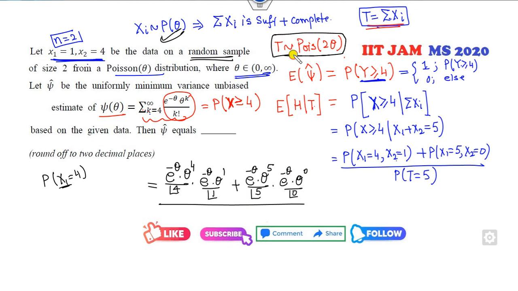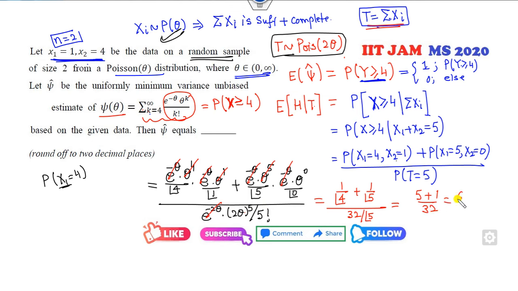Capital T follows my Poisson distribution of this. And the value of this is e raised to the power minus lambda, lambda raised to the power 5 over 5 factorial. So clearly e raised to the power minus 2 theta will be cancelled out. Theta raised to the power 5 and theta raised to the power 5 also cancel out. So the numerator part in this case is 1 over 4 factorial plus 1 over 5 factorial, divided by 32 over 5 factorial. If I multiply by 5 factorial, it will be 5 plus 1 over 32. 6 over 32 means 3 over 16 is the right answer of this problem.